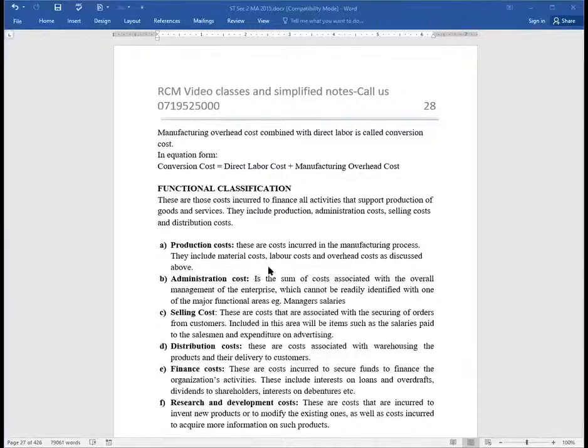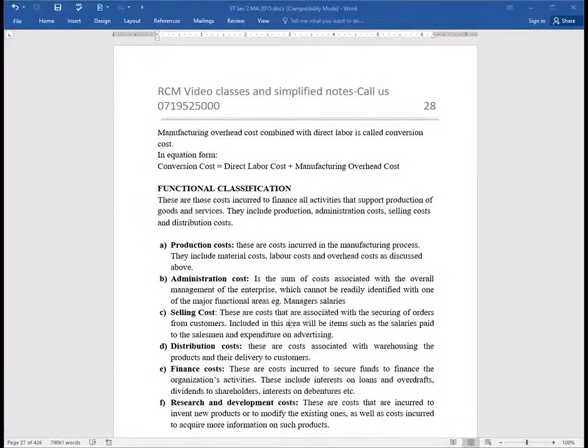They include labor, materials, and overheads as discussed above, direct overheads. Then we have administration. Administration is a key function of any serious entity. It's the sum of costs associated with the overall management of the enterprise, which cannot be readily identified with one of the major functional areas. A very good example of administration will be the manager's salaries.